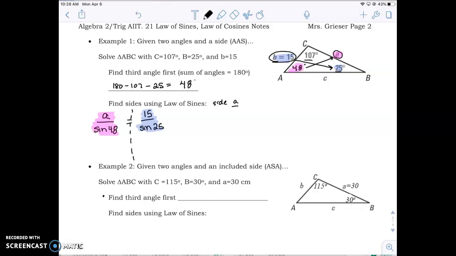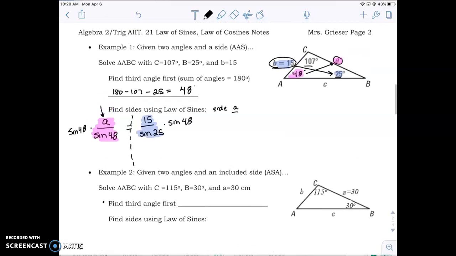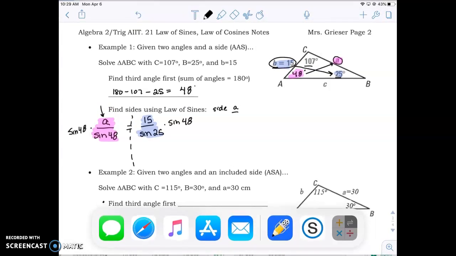Let's pause for a minute. What are we actually solving for? We're solving for a. So if we need a by itself, how do I get rid of sine 48? Right, just multiply both sides by sine 48. Save yourself some trouble. Now let's see how that would look in our calculator.